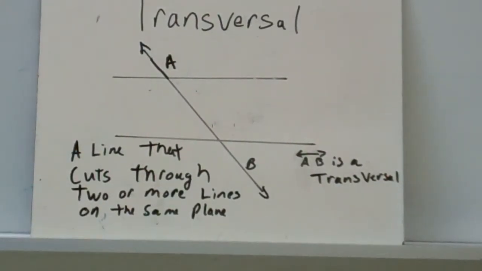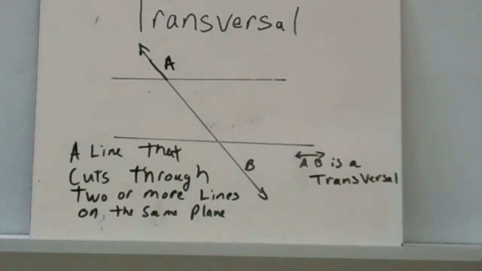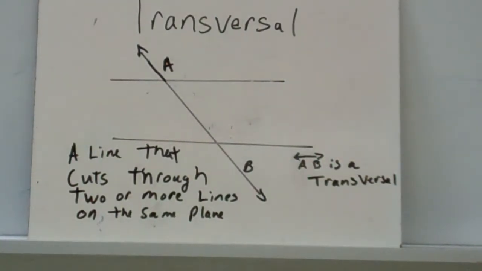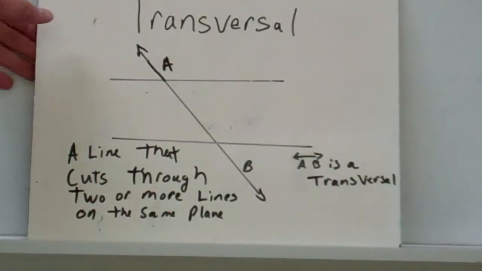Hey guys, today we're going to talk about the transversal. A transversal is a line that cuts through two or more lines on the same plane. In our case, we're going to talk about a transversal that cuts through two parallel lines. On the board I have up here, the transversal is line AB.